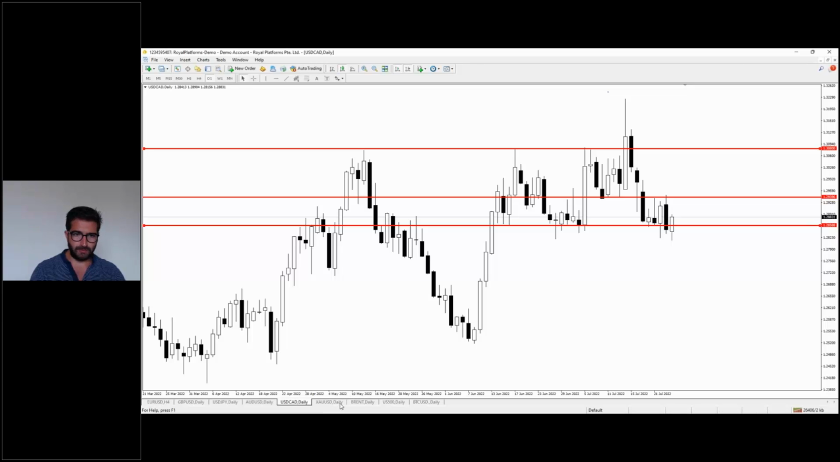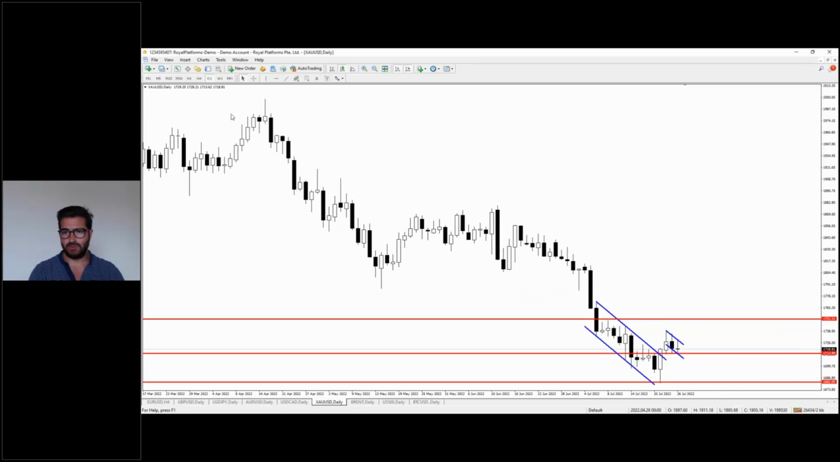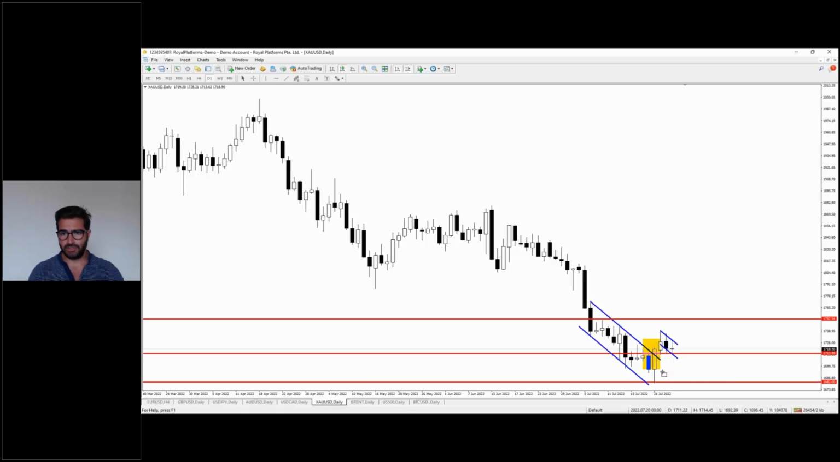Moving to analyze the gold. Gold was moving to the downside, as you can see, guys, here on the higher time frame. Lower highs, lower lows, until on the daily time frame we have a bullish engulfing pattern, which is this one here. And as you know now, the bullish engulfing pattern indicates reversal. Since we are in a downtrend, we should expect a move to the upside.